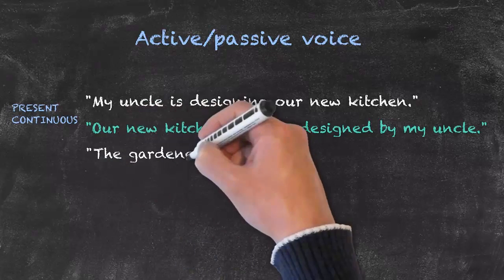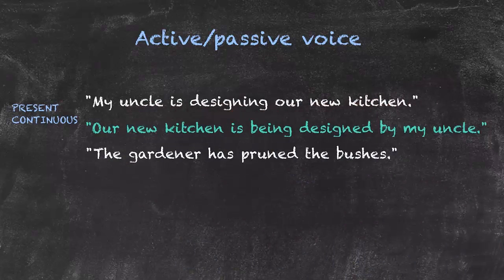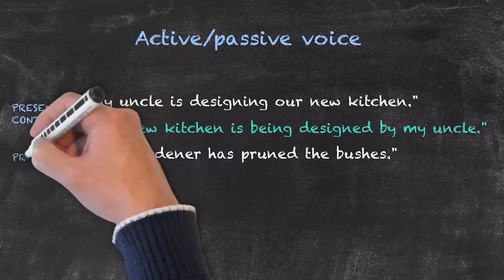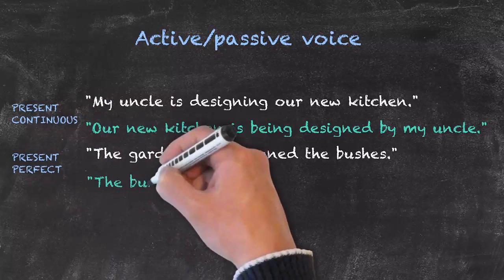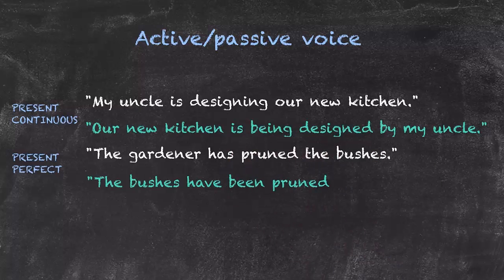Now, the gardener has pruned the bushes. Again, we need to look at the tense, which is present perfect. Changing it to the passive voice, it becomes, the bushes have been pruned. And if we choose, we could add by the gardener, although we don't have to, as it's not important.